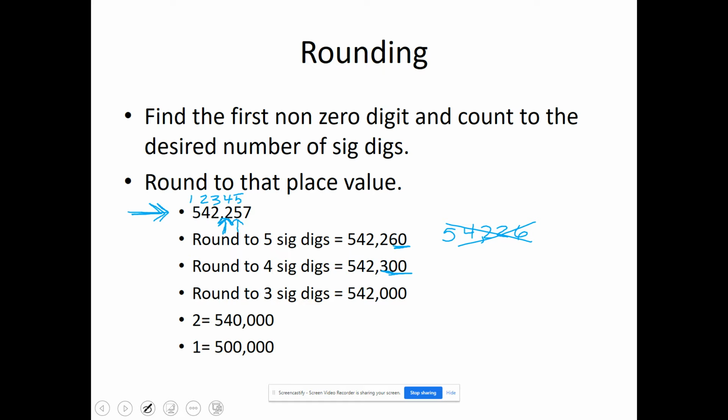Rounding it to 3 SIGDIGs, do the same thing, you count over, now we're counting over to just 3, 542,000, so we're rounding to the nearest thousands. The number after it is a 2, so you let it go. Right here, let the rest go, so you fill in with zeros and you get 542,000.